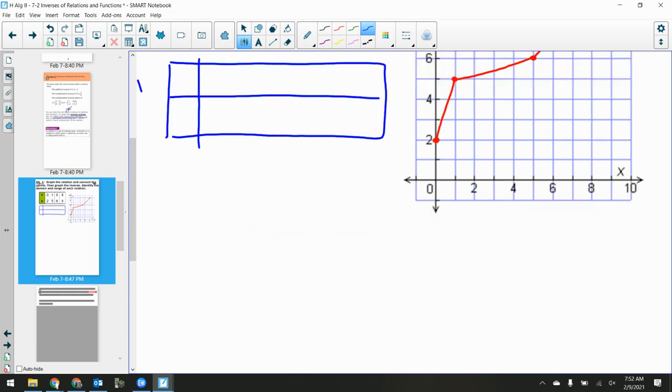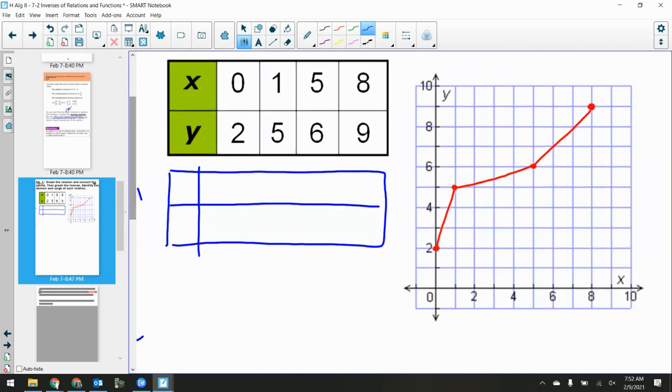All right, now this is going to be the inverse over here. Basically, that means all x values are going to become y values, or y values are going to become x values. So now my new x's are going to be 2, 5, 6, and 9. My range becomes my domain, and my domain becomes my range: 0, 1, 5, and 8. Okay, that's my inverse.